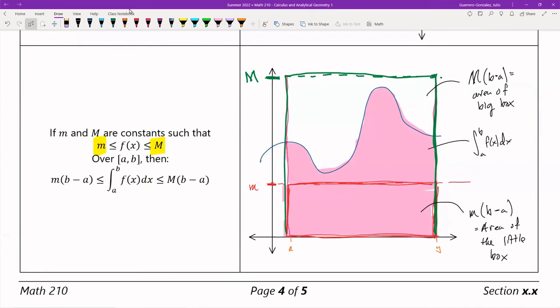What this property is saying is this: if I want the area in the pink, this area right here, then it's got to be bigger than the area of the small box and smaller than the area of the big box.